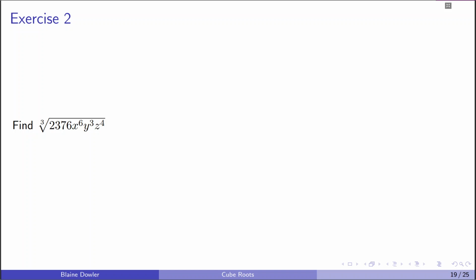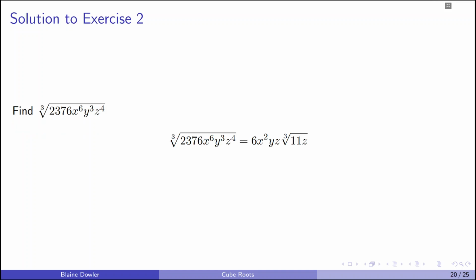All right, find the cube root of 2,376, x to the 6th, y cubed, z to the 4th. Pause now. Take whatever time you need. All right, that is 6x squared yz and the cube root of 11z.